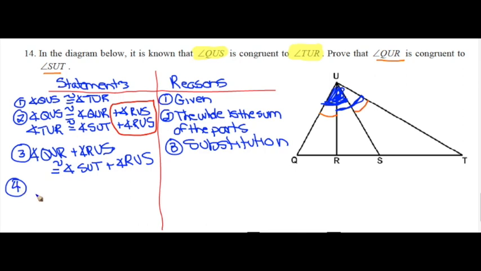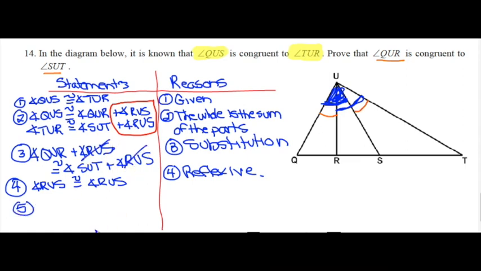In number 4, I'm going to say outright that angle RUS is congruent to itself, because until I do so I can't go ahead with subtracting it, since I haven't said anything about it yet. So that would be reflexive. And for step 5, I can now say by subtraction, if I subtract this away from this, what I'm left with is what we wanted to prove: that angle QUR is congruent to angle SUT, and the reason here was the subtraction property.